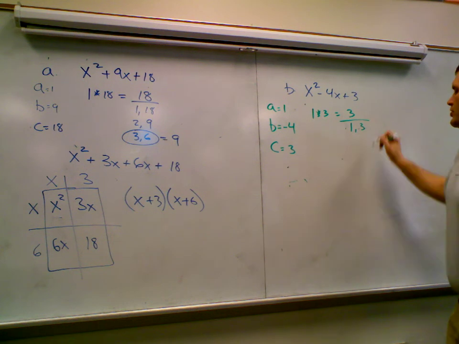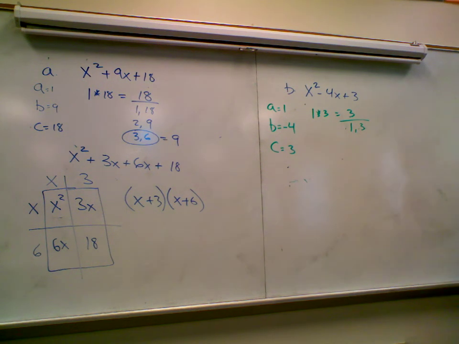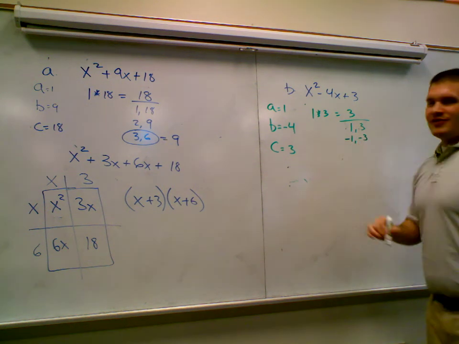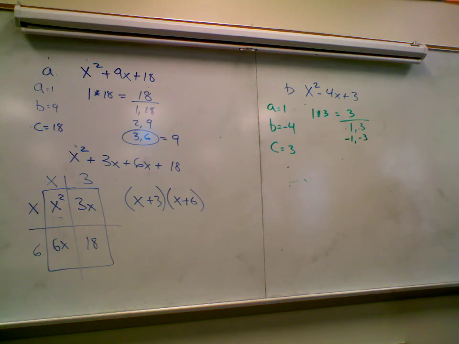Oh, 3 is a prime number, huh? 1 and 3. Dave, you paying attention? Yeah. Okay. Does 1 plus 3 equal -4? No. Doesn't work, does it? So we're done? Okay, no. Because there's also the negative factors. Wow. -1 times -3 also equals 3.